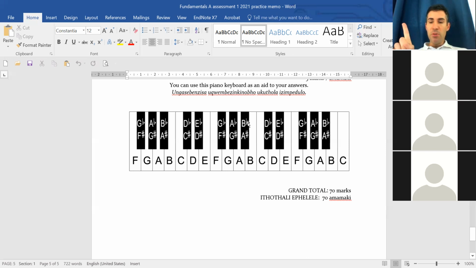And we remember our rule, we need to go one letter name up. So we started with the letter A. So what's the next letter after A? B. B, yes. So our answer must be the one with the B. So it must be B flat, not A sharp. Okay.